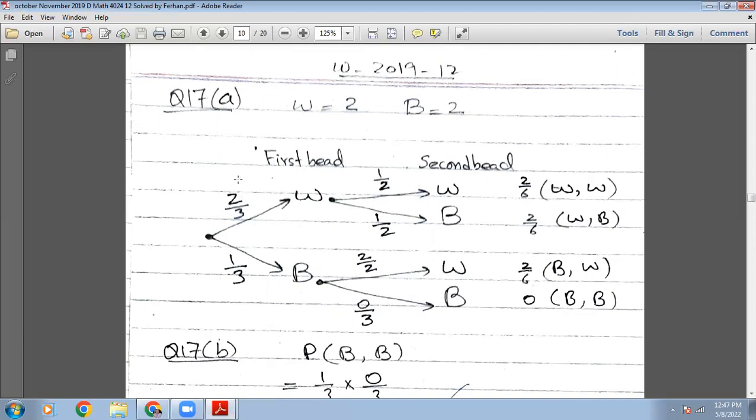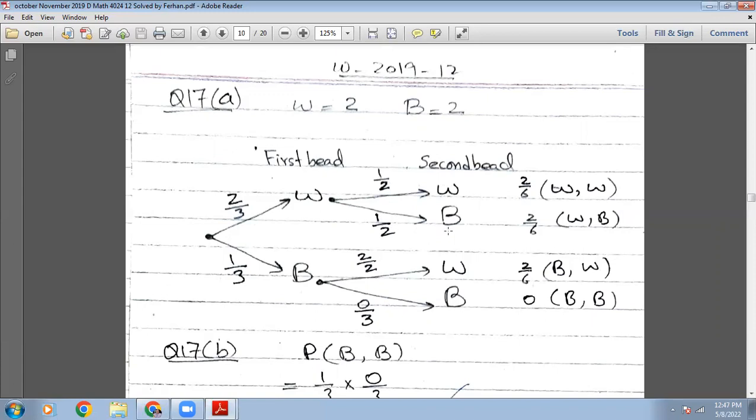So if there are 3 beads, out of that 2 beads are white and 1 bead is black. So the probability here will be 2 by 3 for white, 1 by 3 for black. Once a white bead is out, the total will reduce, the total will become 2. Now 1 white is gone. Now the probability of getting a white will be 1 by 2.